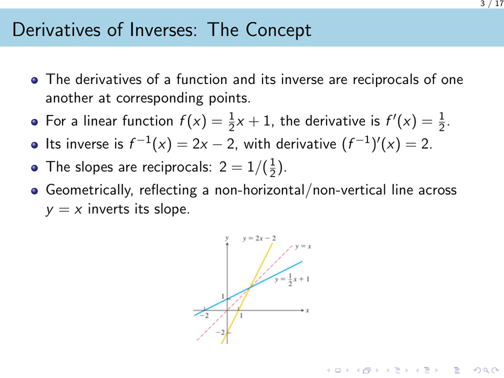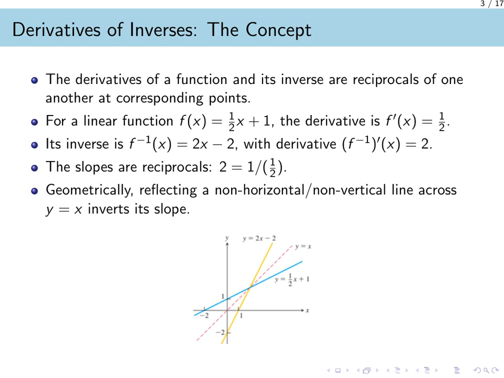Their derivatives are reciprocals of one another at corresponding points. I will use a simple linear function to make this concept concrete. Let us take the function f of x equals 1/2 x plus 1. Its derivative, which is its constant slope, is simply 1/2. Now the inverse of this function is f inverse of x equals 2x minus 2, and its derivative is 2. As you can see, 2 is the reciprocal of 1/2.